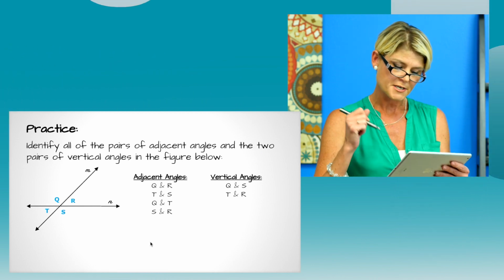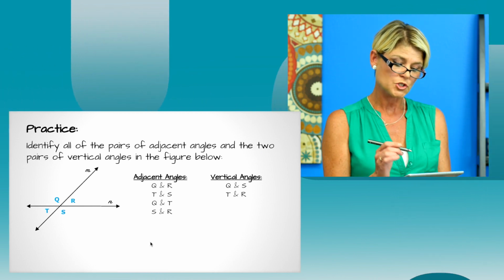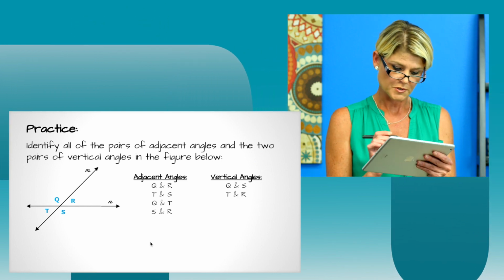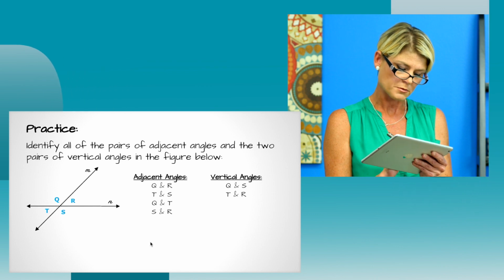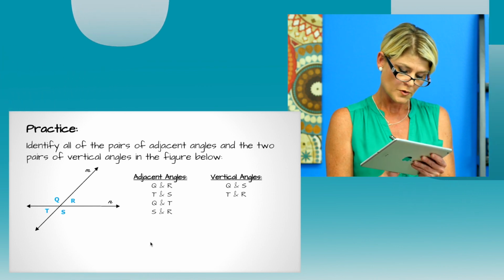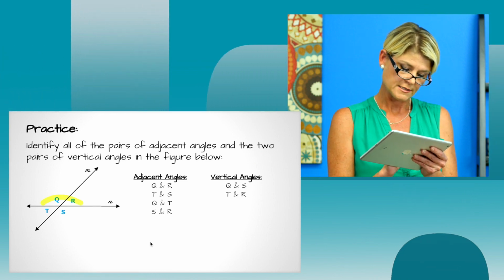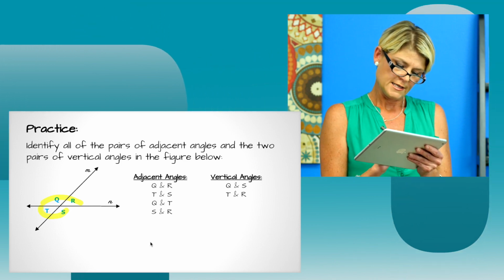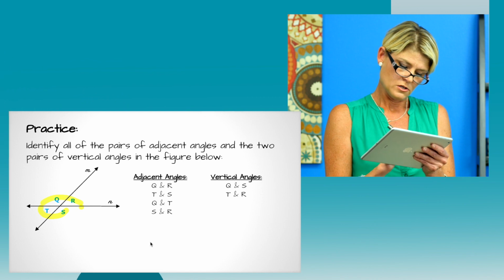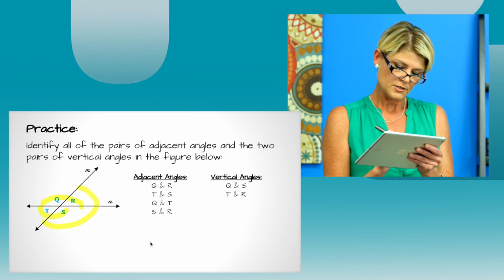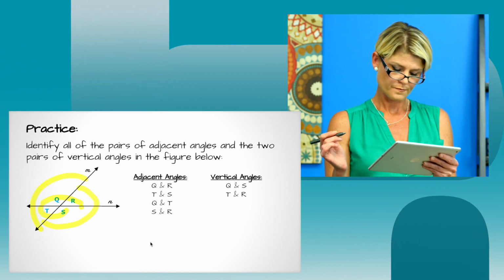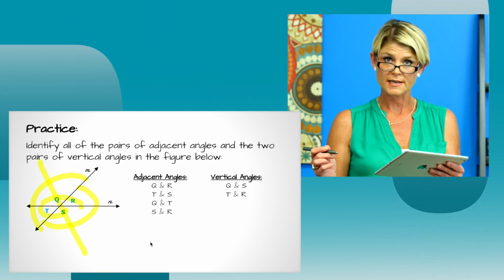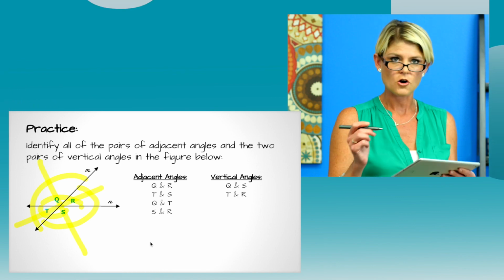Okay, identify all pairs. This is the practice problem for you. Identify all of the pairs of adjacent angles and the two pairs of vertical angles in the figure below. Actually, we'll do this one together. The adjacent angles you'd probably pick up on quickly: Q and R, T and S, but also S and R, and Q and T. The vertical angles would be Q and S because they're diagonal and opposite of each other, and R and T.